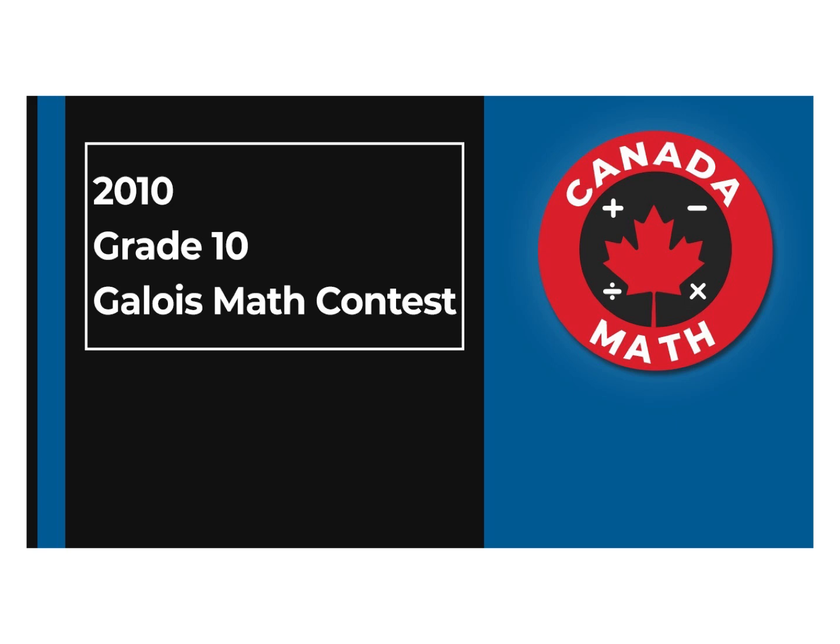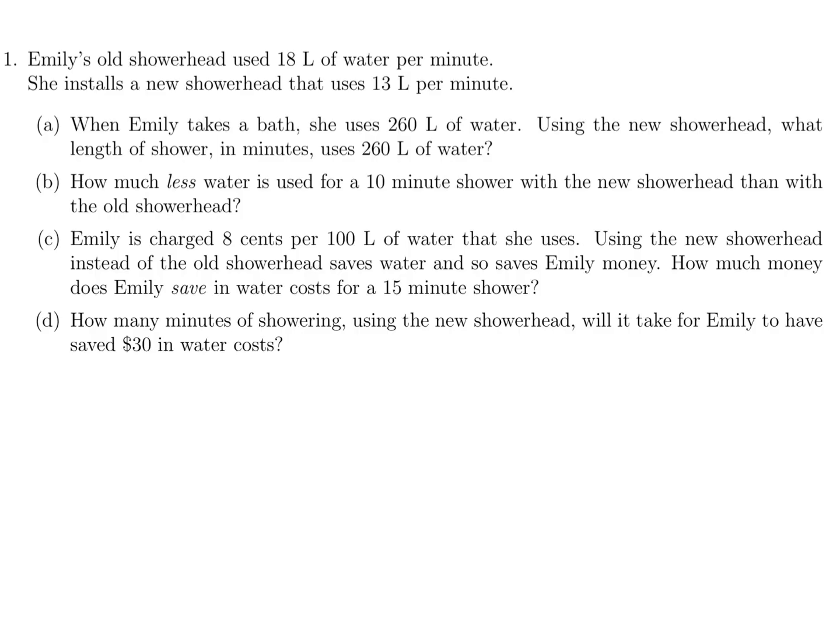2010 Grade 10 Galois Math Contest. Emily's old shower head used 18 liters of water per minute. She installs a new shower head that uses 13 liters per minute. When Emily takes a bath, she uses 260 liters of water. Using the new shower head, what length of shower in minutes uses 260 liters of water?